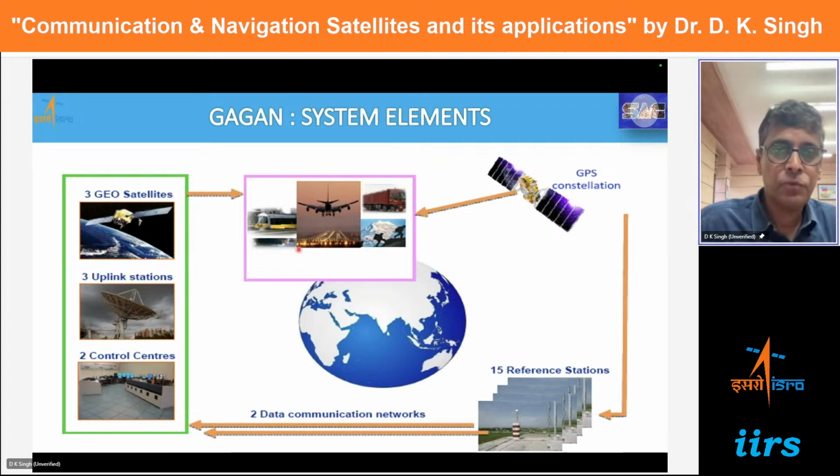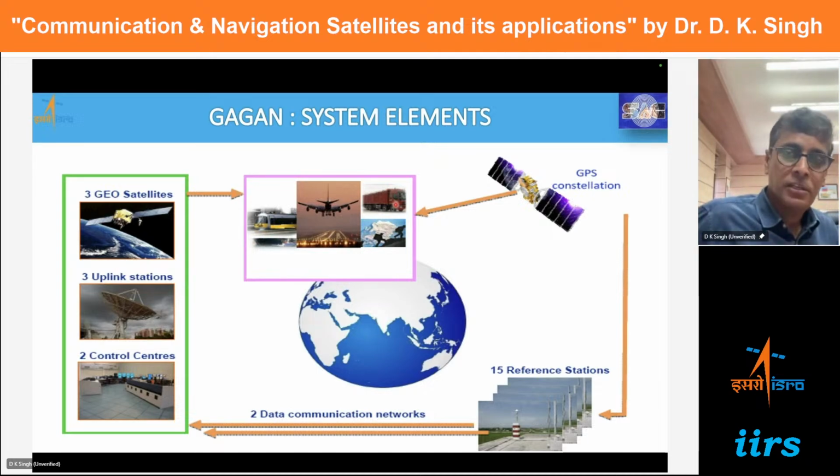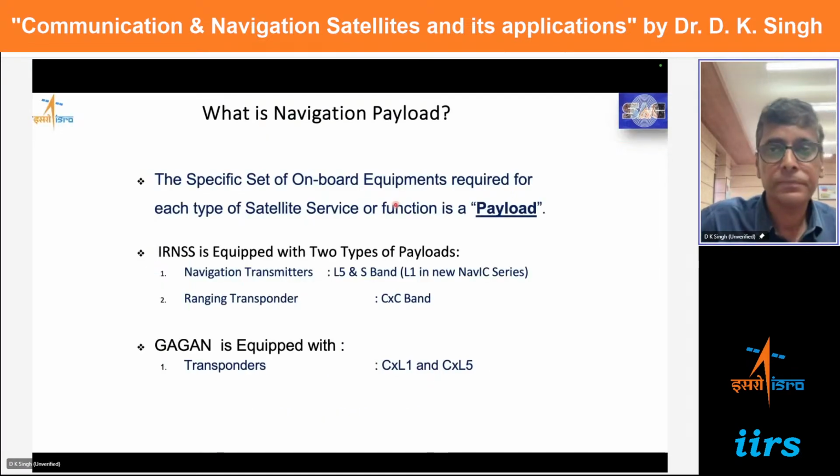Now the GAGAN system view looks like this: 3 geosatellites, 1 uplink station. The uplink station is fed by the various data collected by reference stations, and all those corrections, the position of the atmosphere, various errors, are uplinked to the geosatellite, which downlinks them to the aircraft or anybody on the move which has the SBAS receiver, and they can use this system for their safety of life applications.